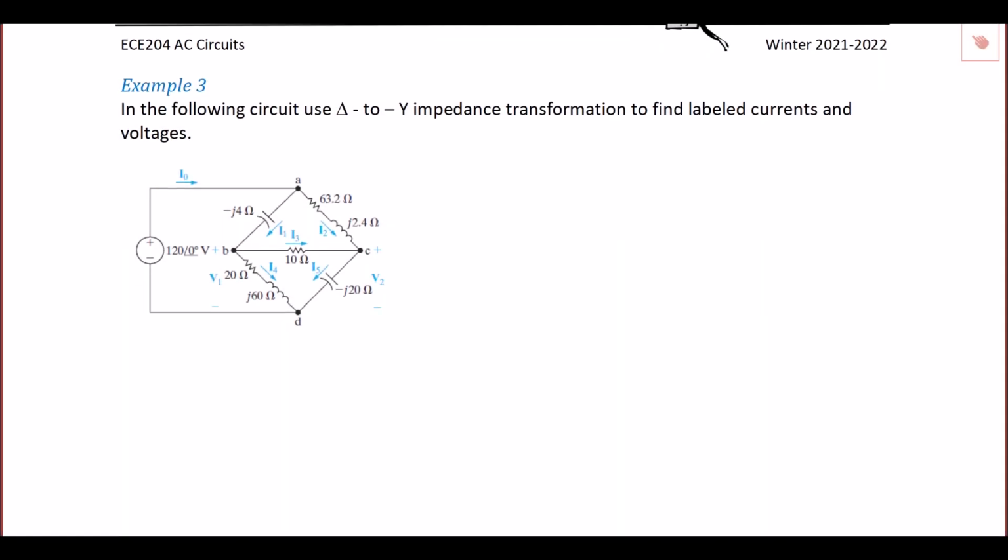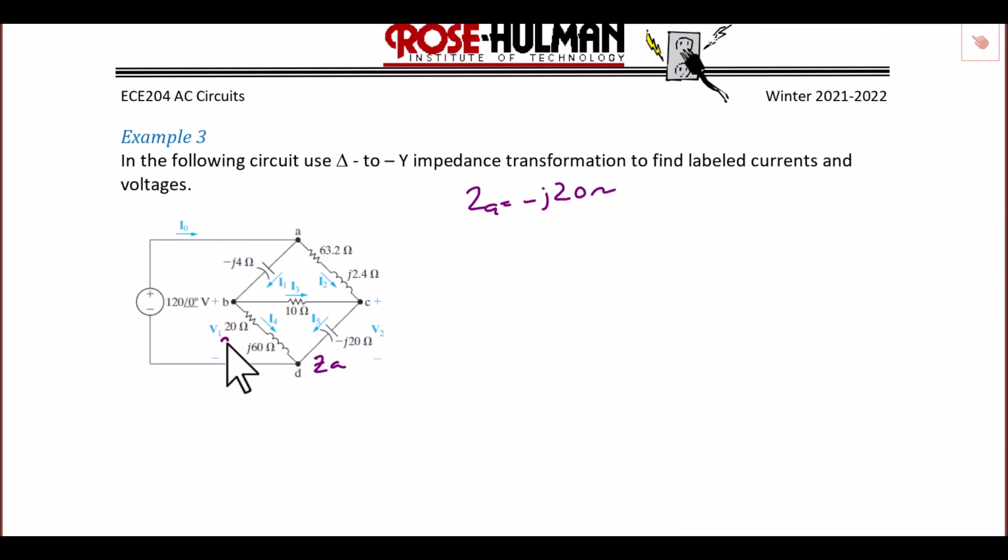Example 3, in the following circuit, use delta to Y impedance transformations to find the labeled currents. So the first thing we're going to do is change the delta at the bottom of the network into a Y, where ZA is negative J20 ohms, ZB is 20 plus J60 ohms, and ZC will be equal to 10 ohms.